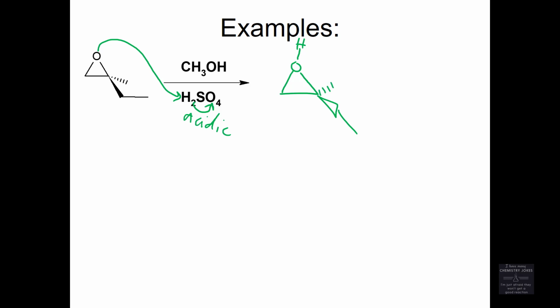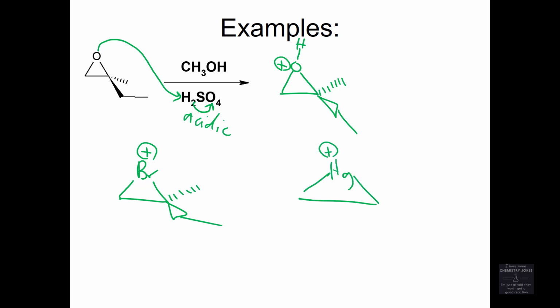We've got a three-membered ring with a heteroatom with a plus. Have you ever seen a three-membered ring with a heteroatom with a plus? Yeah, we've seen them 3 times now. When you bust open that bromonium, did you attack the less substituted side or the more substituted side? When you busted open that mercurinium, did you attack the less substituted side or the more substituted side?